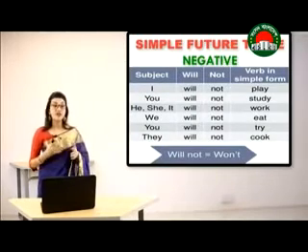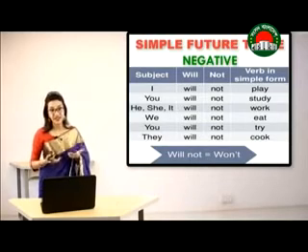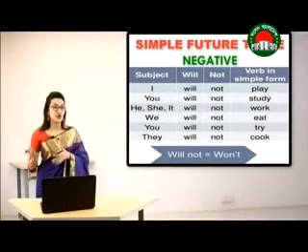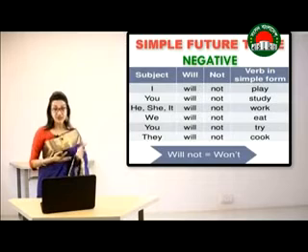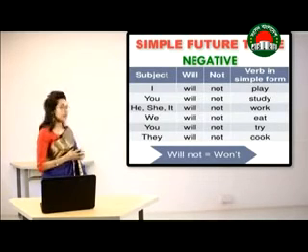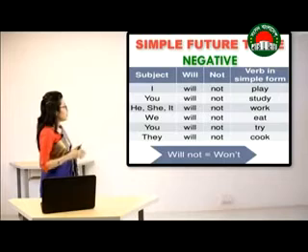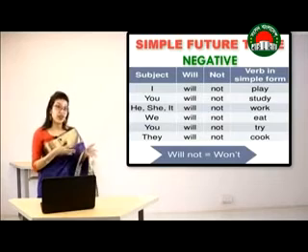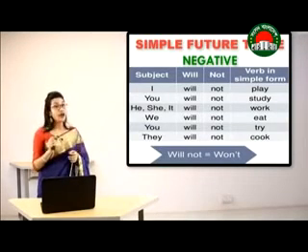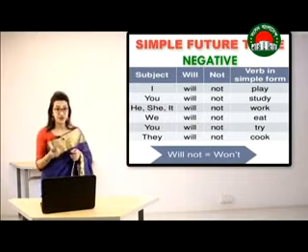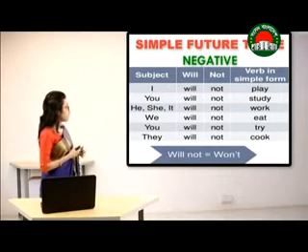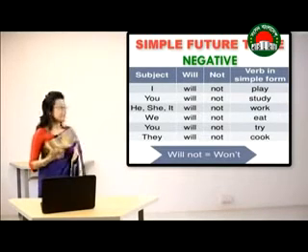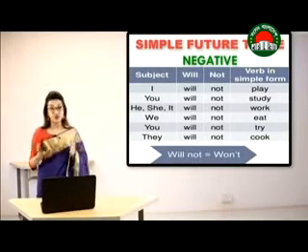Now here's the structure of simple future tense in the case of negative sentences. We know that in negative sentences we are referring to something that is not going to happen in the future. For this reason we are going to use not. For example, I will not play. This is the same structure that we followed in affirmative sentences. The only difference is that we have used not after will. You will not study. He, she will not work. We will not eat. You will not try.